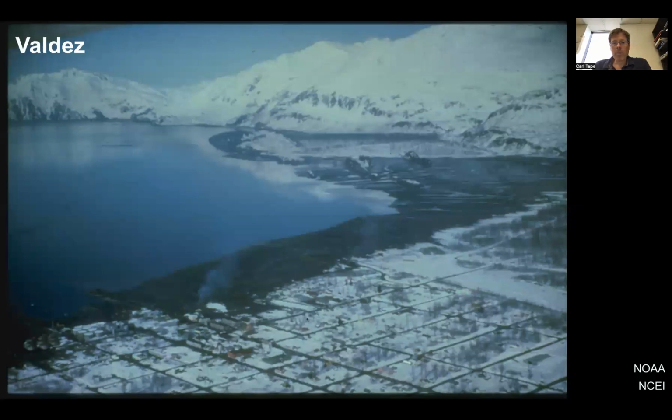This is a photo showing the destruction from the tsunami, and basically keeping in mind that this earthquake happened in late March in Alaska, where there's snow on the ground.